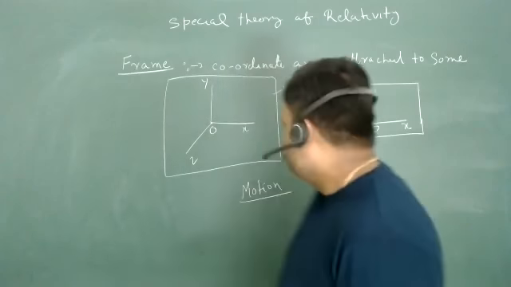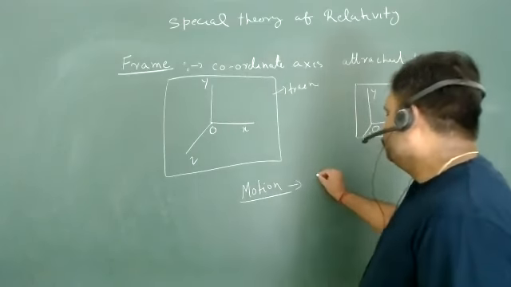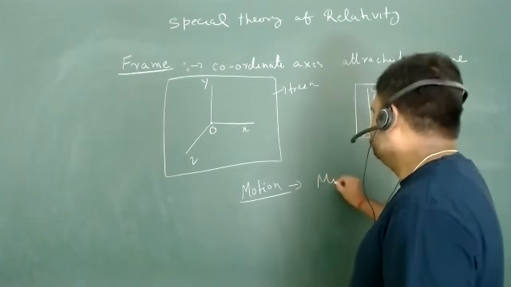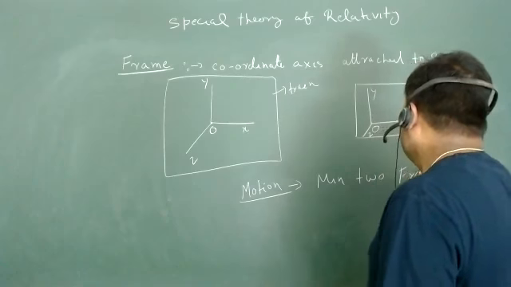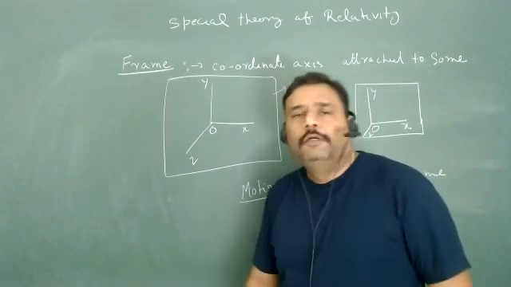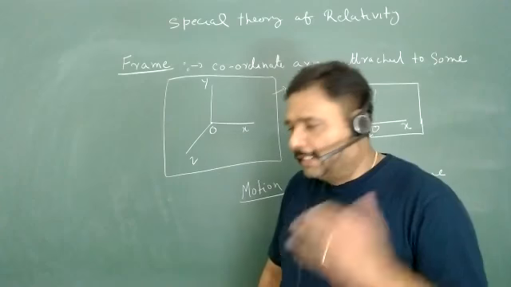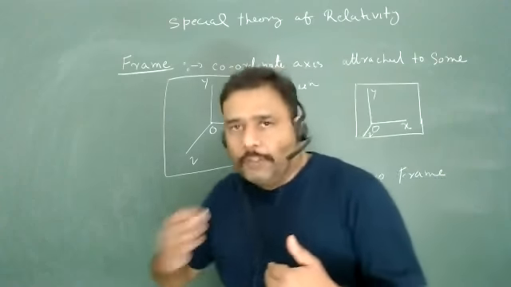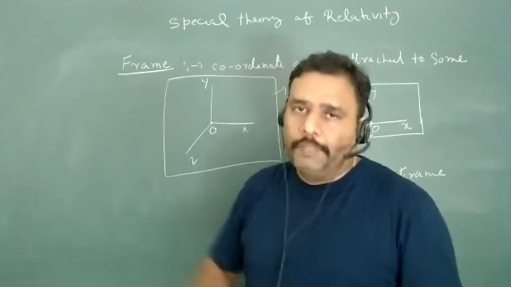So whenever you are talking about motion, you should always talk about minimum two frames. Obviously, you can talk about three frames also, four frames also, but minimum you need to define two frames such that you can say which frame is moving or which one is at rest, and how they are moving.